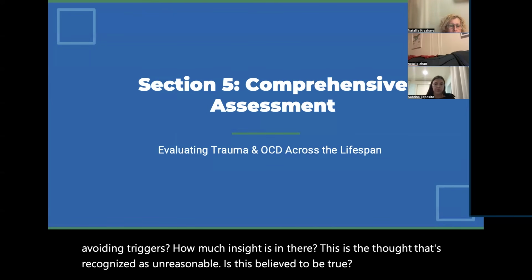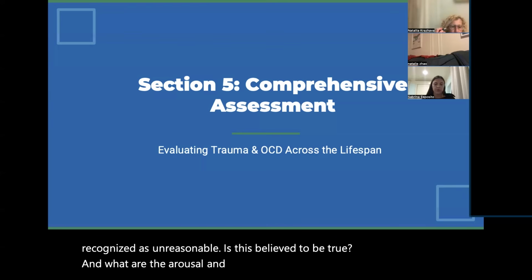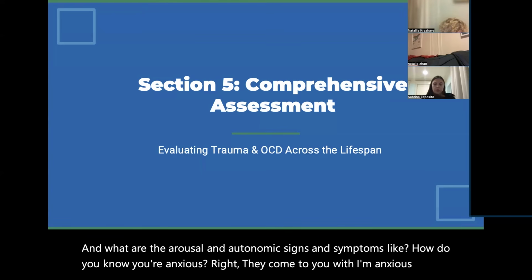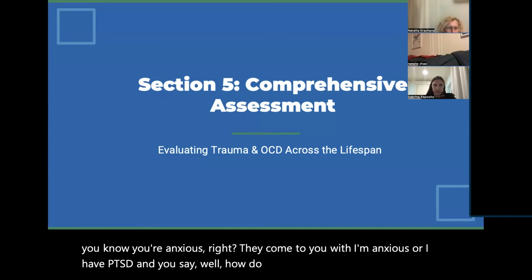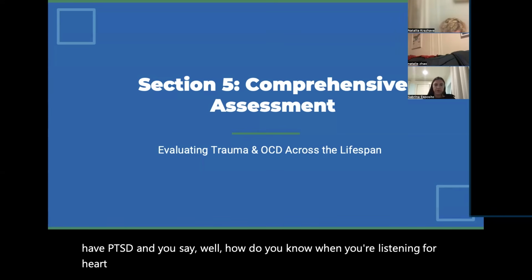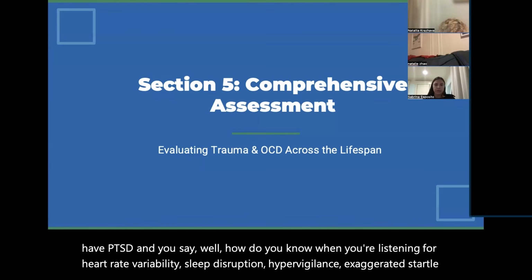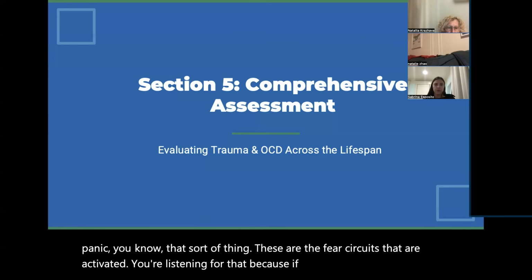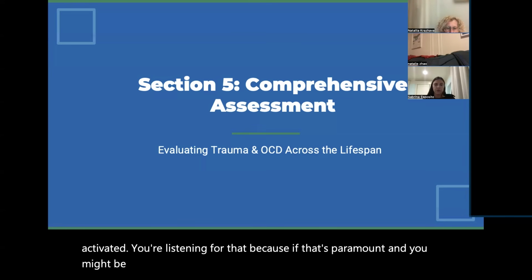And what are the arousal and autonomic signs and symptoms? How do you know you're anxious, right? They come to you with, I'm anxious, or I have PTSD, and you say, well, how do you know? And you're listening for heart rate variability, sleep disruption, hypervigilance, exaggerated startle, panic, that sort of thing. These are the fear circuits that are activated. You're listening for that because if that's paramount, you might be thinking SSRIs or adrenergic agents, beta blockers, the like.